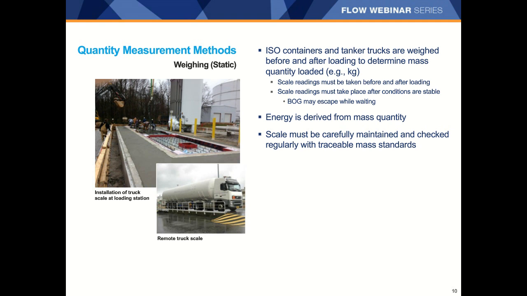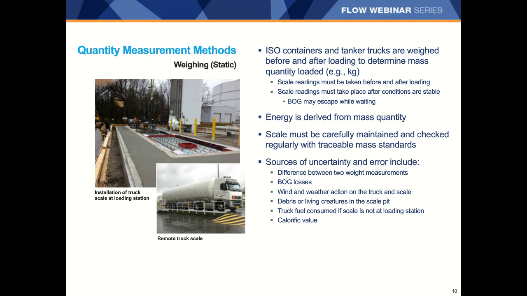There are some important sources of uncertainty in the weighing method to be aware of. Just as with tank gauging, because there are two separate measurements that must be made both before and after loading or unloading, the uncertainty of both measurements combine to add to the total overall transfer quantity uncertainty. If the process takes a long time because the transfer is slow or because stabilization of the scale takes a long time, then boil-off gas losses can occur that may result in error in the total delivery measurement.